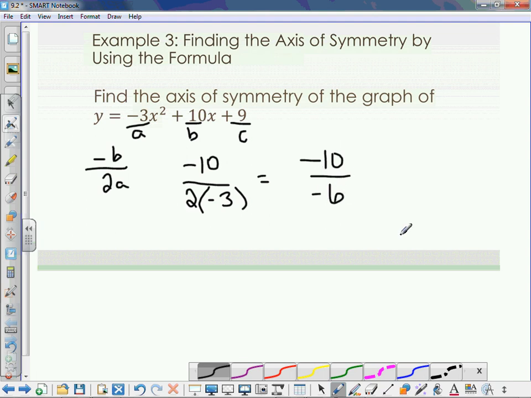You do have to simplify. We know a negative divided by a negative is a positive. 10 and 6 have 2 in common, so the answer is 5 over 3.